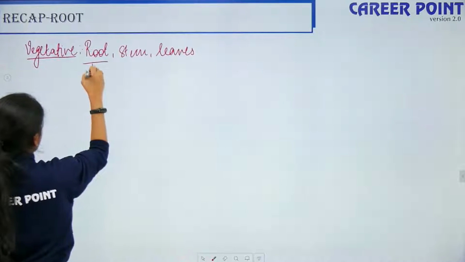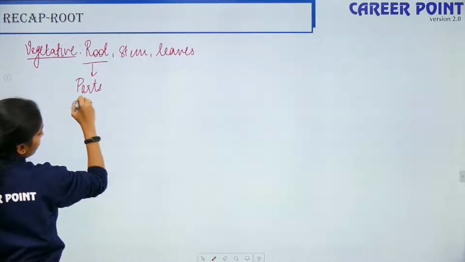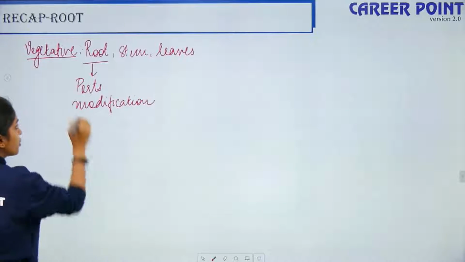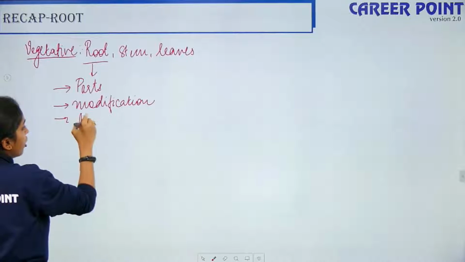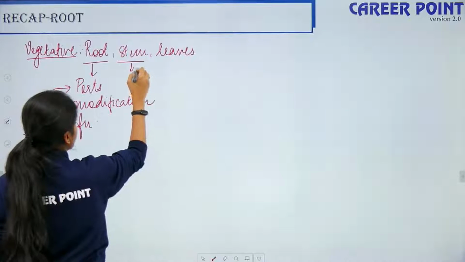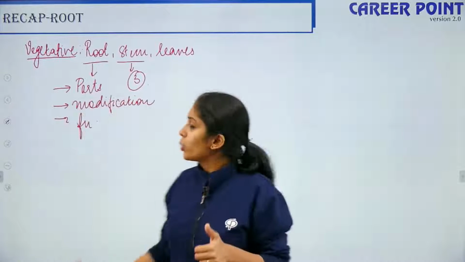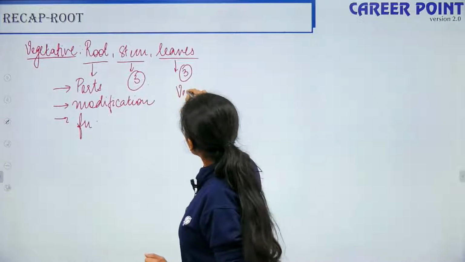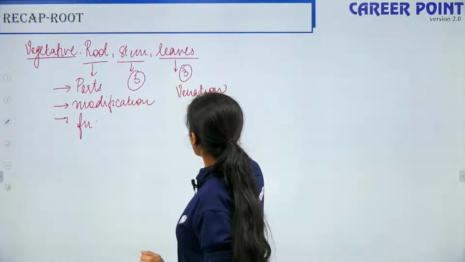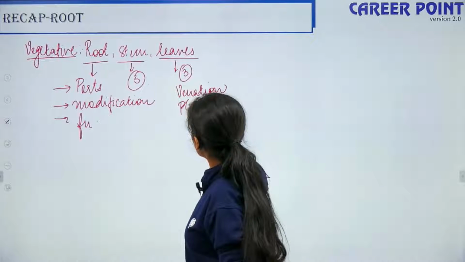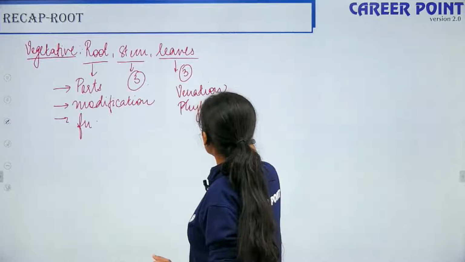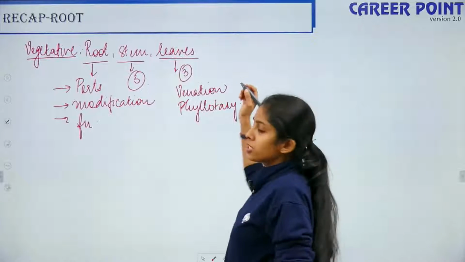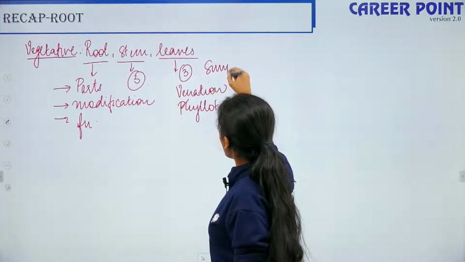In roots, we spoke about the parts of the roots, the modifications of the root. We have 4 modifications of the root, and finally we spoke about the functions of the root. Talking about the stem, we had 3 modifications of the stem. Talking about leaf, we spoke about the 3 main parts of the leaf. Then we spoke about a term known as venation, reticulate and parallel venation. Then we also spoke about phyllotaxy, that is alternate, spiral, opposite or whorled. And we also spoke about the types of leaf, that is simple and compound leaf.